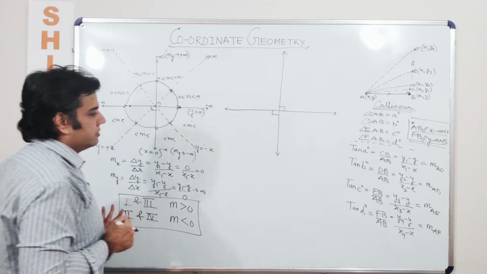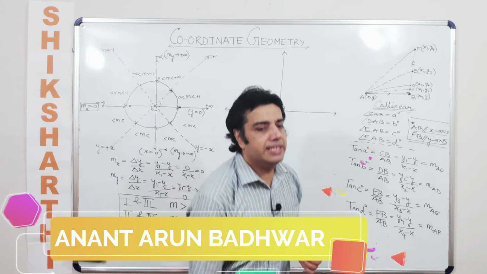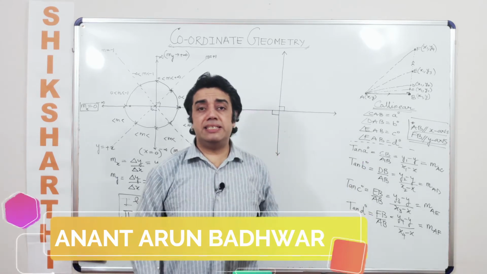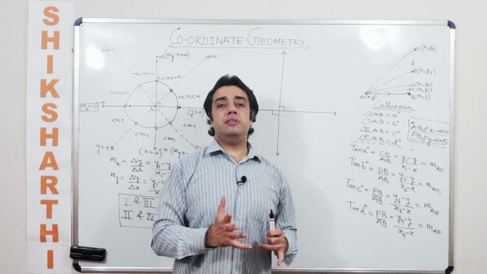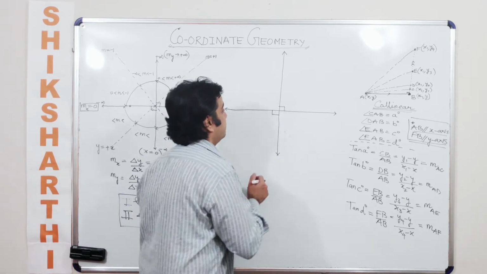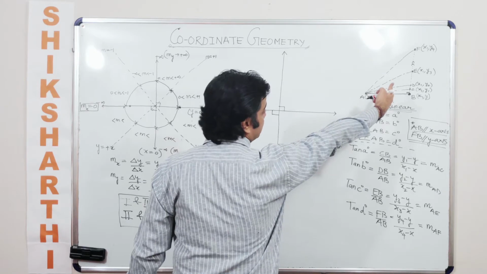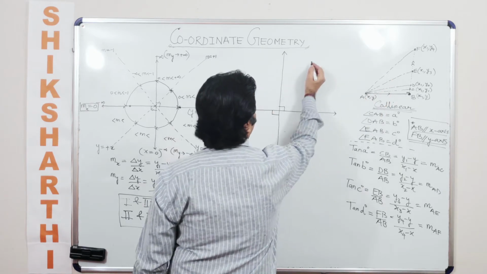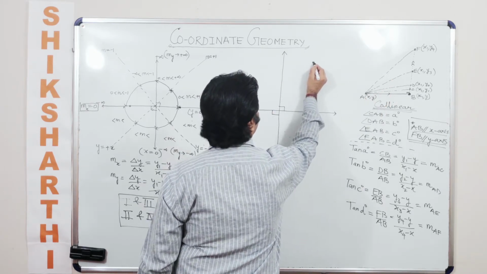Okay, once you know this slope concept, now the second thing that you need to understand here is the section formula, which is given rise to with the help of the slope concept only. So for this, I am using the same concept that I had used here, but I'll draw a different diagram.